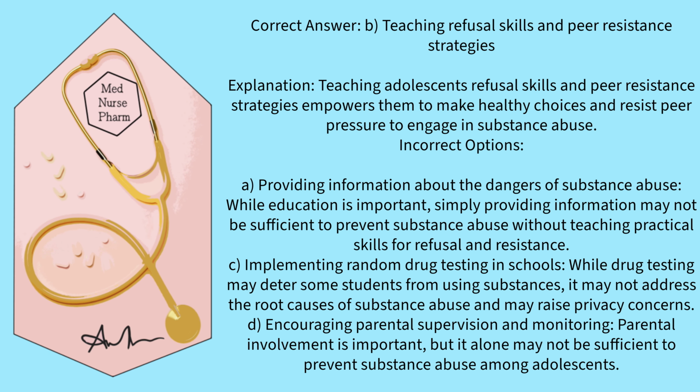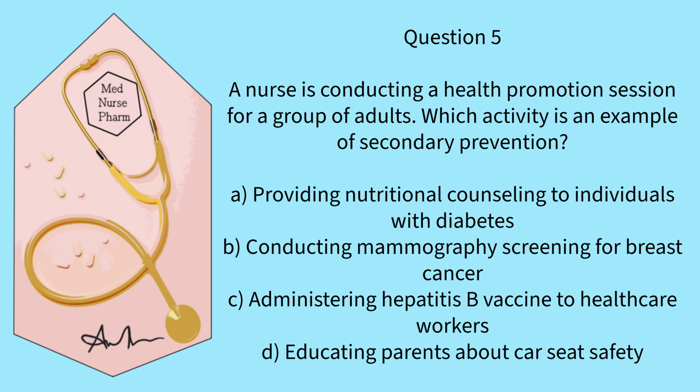If you chose option B, you are correct. Teaching refusal skills and peer resistance strategies. Teaching adolescents refusal skills and peer resistance strategies empowers them to make healthy choices and resist peer pressure to engage in substance abuse.